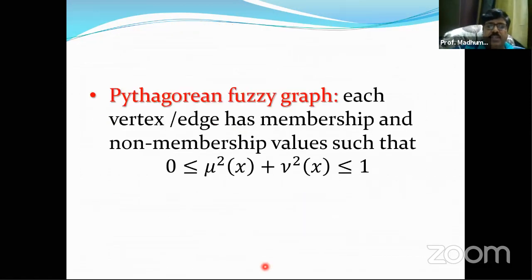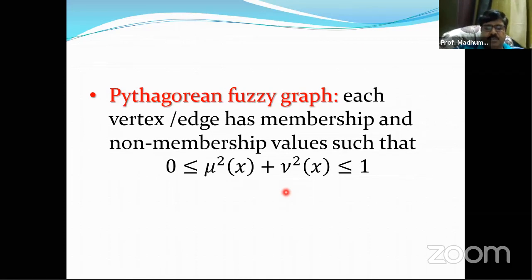And there is another variation. Each edge or each vertex is connected with the membership value as well as non-membership value. And if the membership values and non-membership values satisfy this condition, mu x square plus nu x square is less than or equal to 1, then that particular fuzzy graph is called the Pythagorean fuzzy graph. So this is a variant of the intuitionistic fuzzy graph.